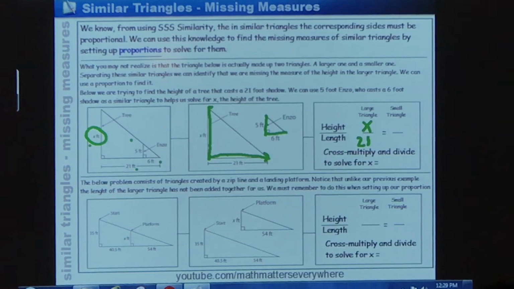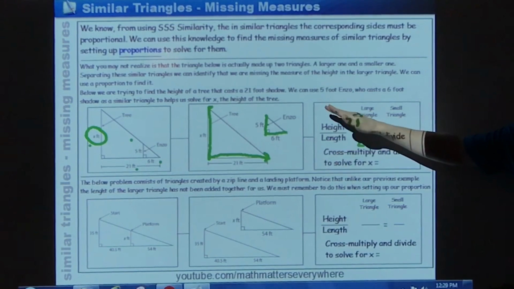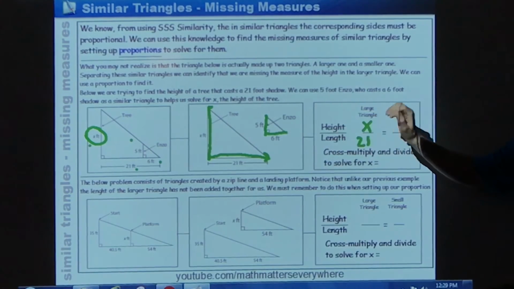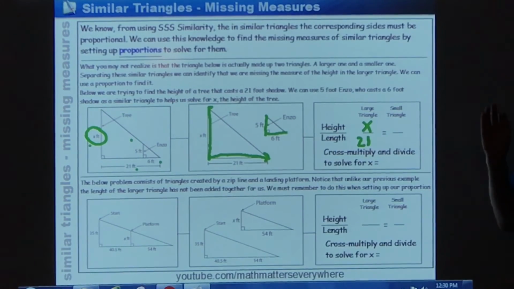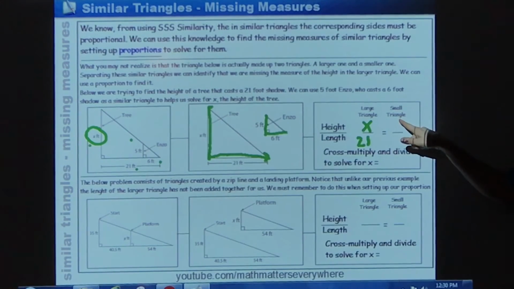The small triangle represents Enzo. Height over length, always the same way. So, how tall is Enzo? 5 feet. Is that going to be your numerator or denominator? Numerator. So 5 over what? 6. And then you cross multiply and divide.